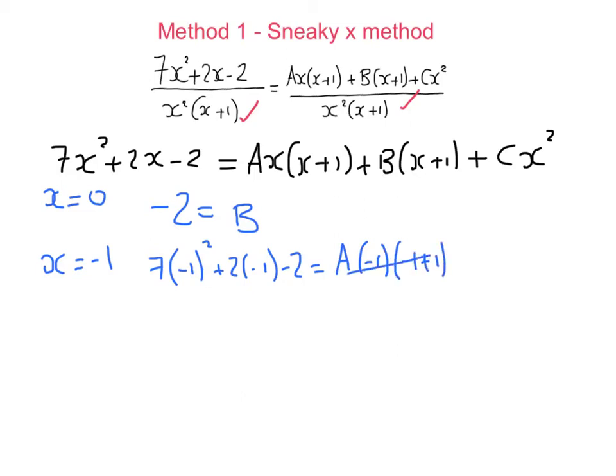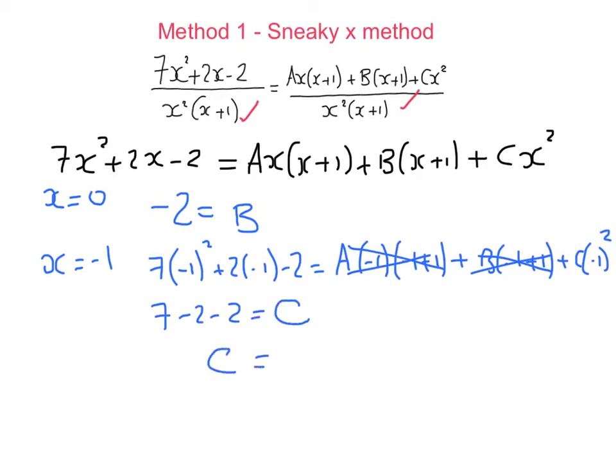Oh, that's going to go. Plus b lots of minus 1 plus 1. That's going to go as well. Plus c lots of minus 1 squared. Okay, let's be careful with minus signs here. 7 minus 2 equals c. So c is 3. Hooray!